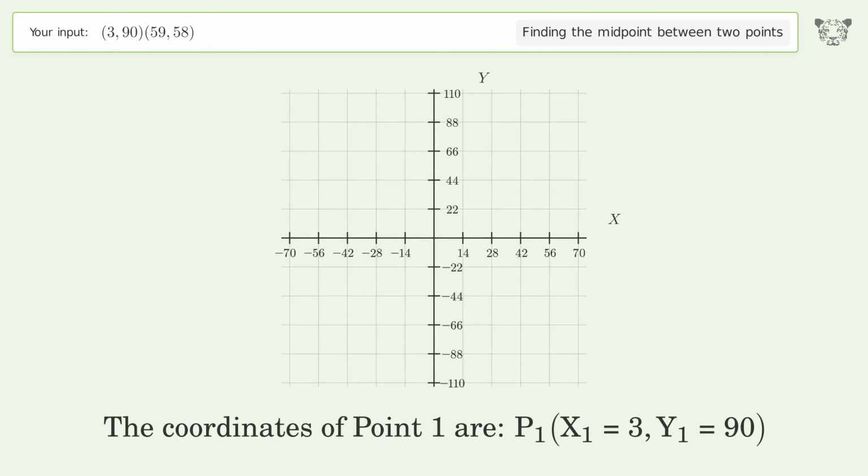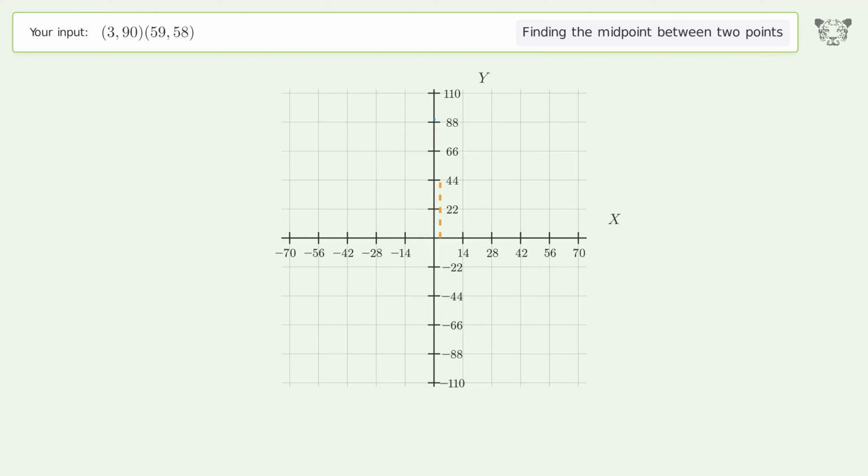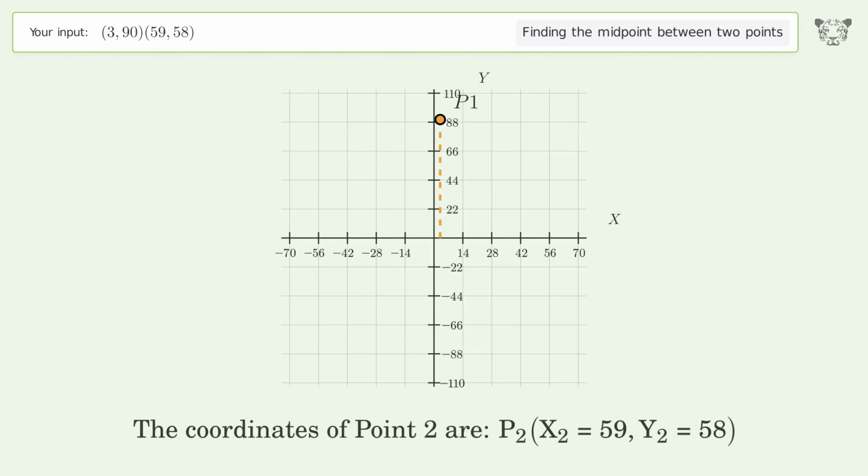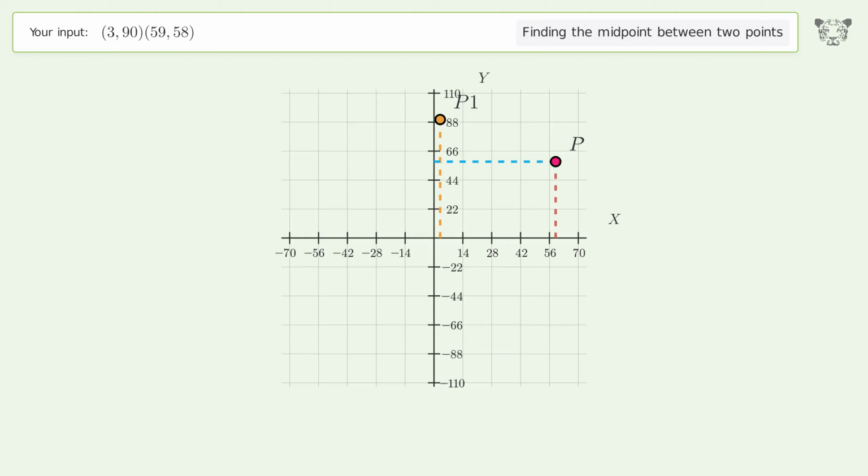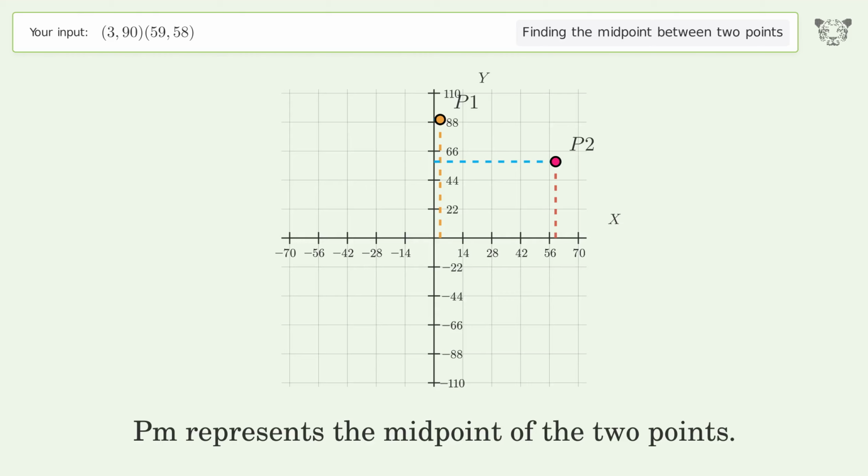The coordinates of point 1 are x1 equals 3, y1 equals 90. The coordinates of point 2 are x2 equals 59, y2 equals 58. PM represents the midpoint of the 2 points.